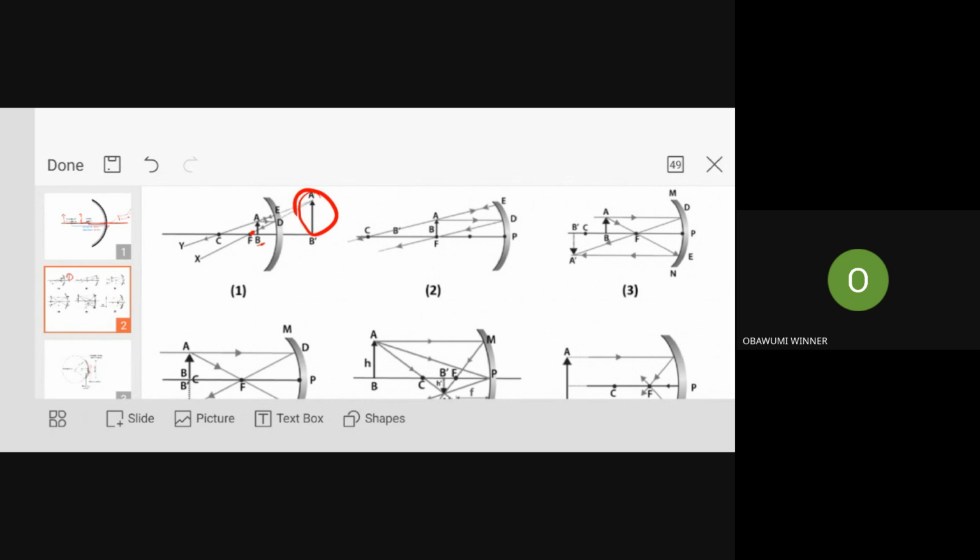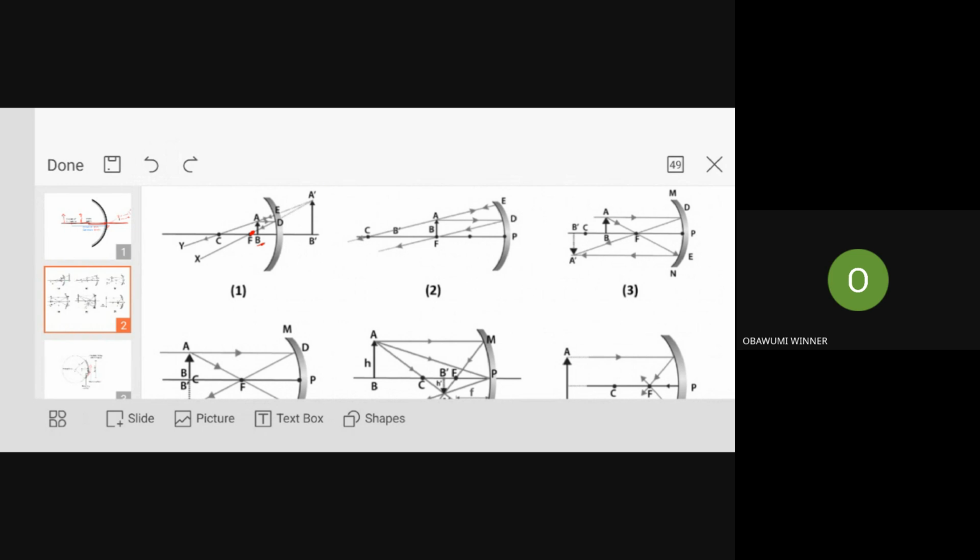Images formed behind the mirror, remember, is going to be a virtual image. So don't forget that. So if I keep an object in front of the focal length of a concave mirror, now I'm going to have an image formed behind the mirror. That's the first characteristic. So take it down.